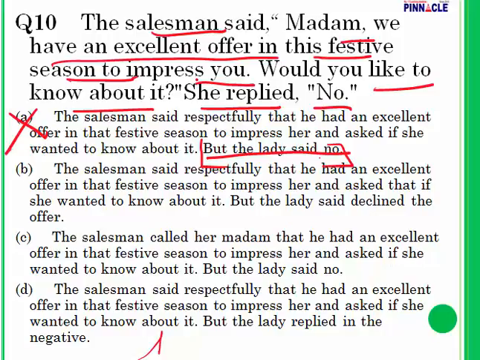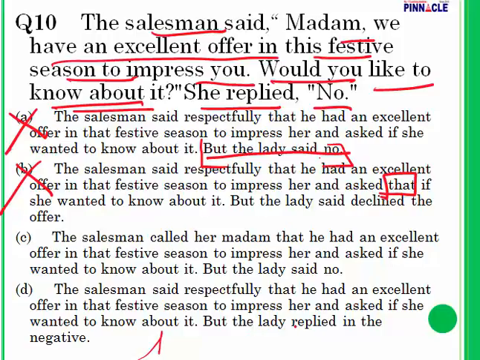Now let's take a look at part B. The salesman said respectfully that he had an excellent offer in that festive season to impress her, and asked that if she wanted to know about it. This part of the sentence, would you like to know about it? This is interrogative, and in interrogative you do not use the connecting word that, and we have used that here, and asked that. So after asked, that will not be used, but asked if. So option B also gets eliminated.